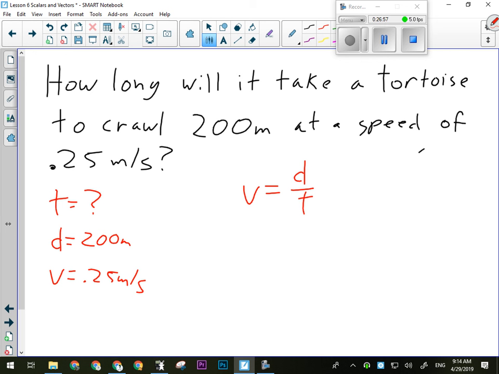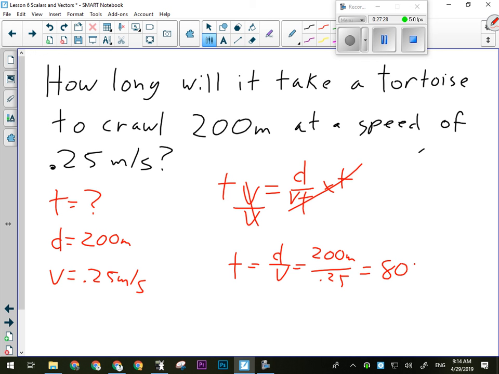So the formula I'm going to use again is v equals d over t, but now I'm solving for t. I want to move t over here beside v because that will put it on the top of the equation. I can't solve for it on the bottom because I'll be solving for 1 over t, and that's not the same thing. So I'm going to multiply both sides by t, and then divide both sides by v. So t will equal distance divided by speed. That'll be 200 meters divided by 0.25 meters per second, which should give me 800, right? 800 what? Seconds.